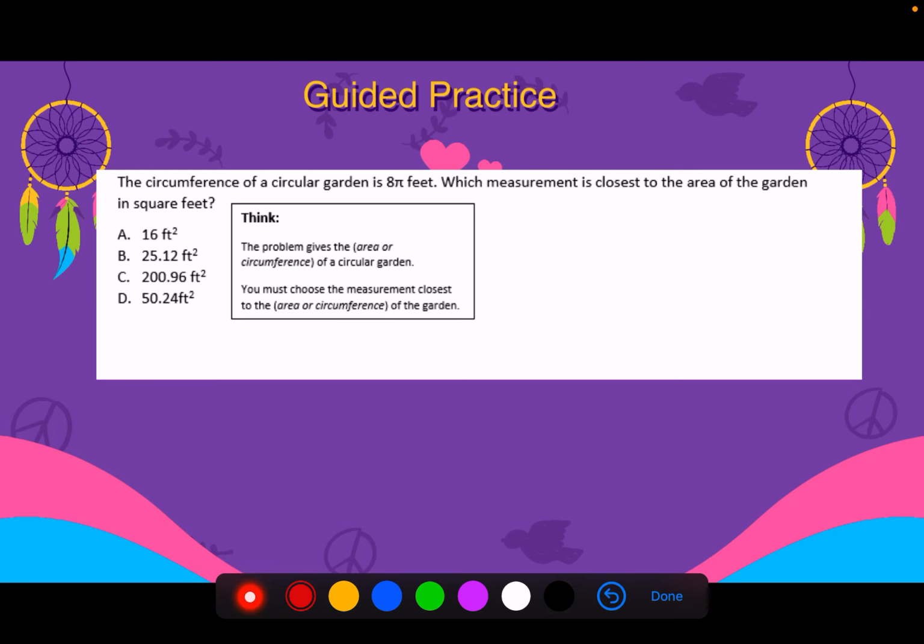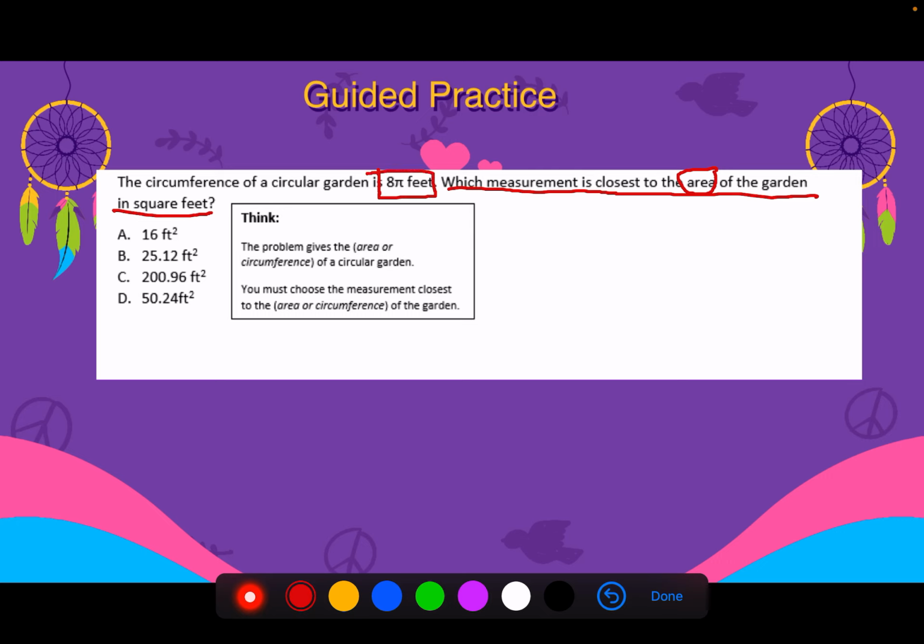All right, so guided practice problem number 2. It says the circumference of a circular garden is 8 pi feet. Which measurement is closest to the area of the garden in square feet? Again, we're looking for the area. So in this problem, you see our circumference again is given to us in 8 pi, similar to the previous problem.